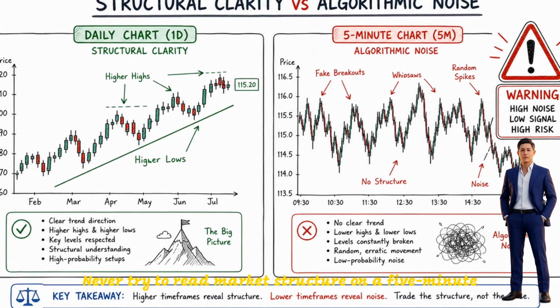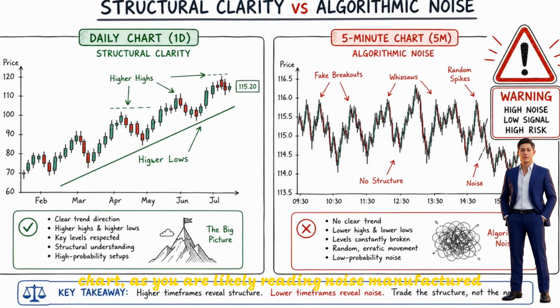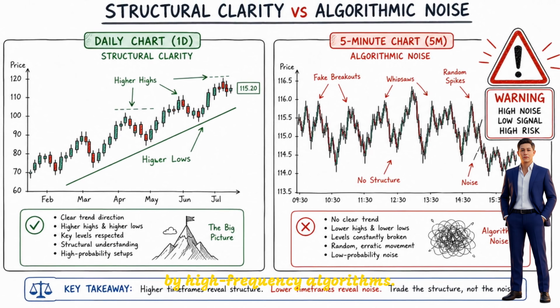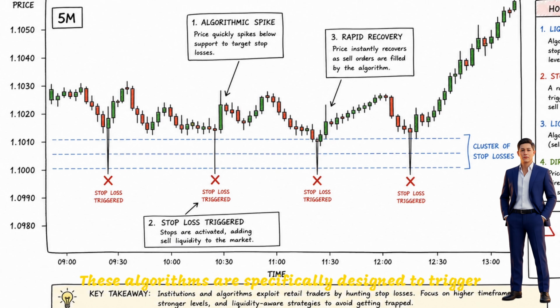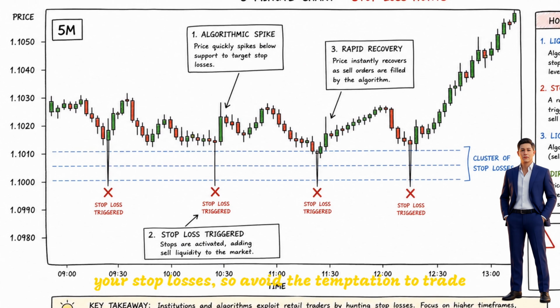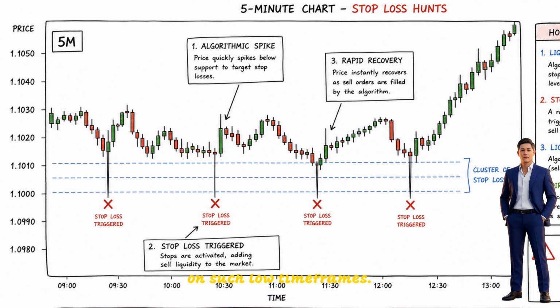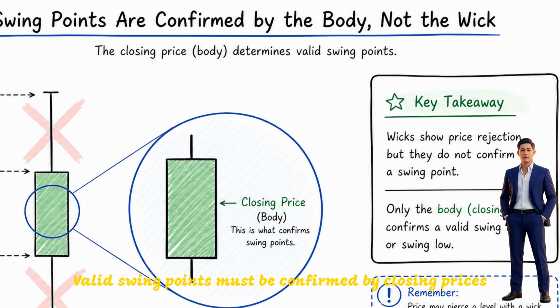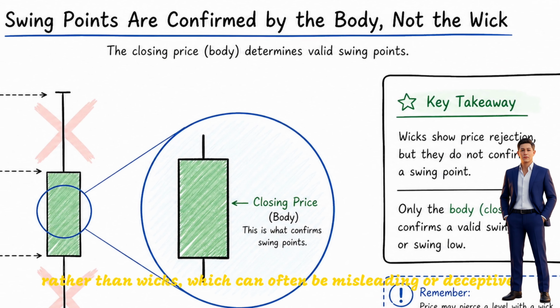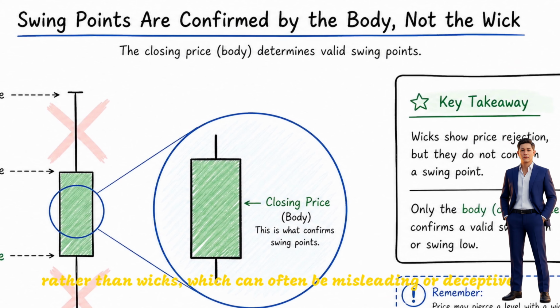Never try to read market structure on a 5-minute chart, as you are likely reading noise manufactured by high-frequency algorithms. These algorithms are specifically designed to trigger your stop losses, so avoid the temptation to trade on such low time frames. Valid swing points must be confirmed by closing prices rather than wicks, which can often be misleading or deceptive.